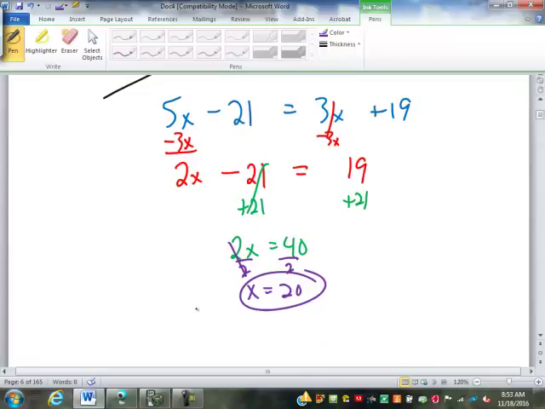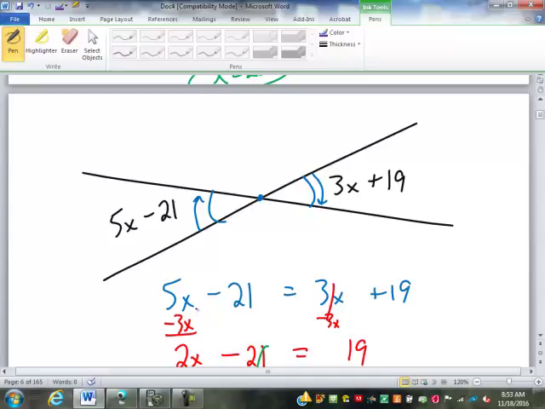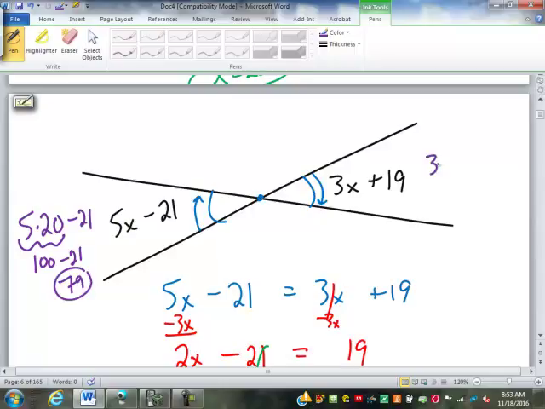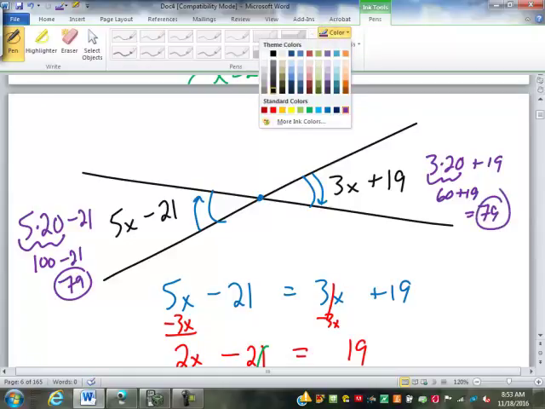Now again, if I was asked to solve for x, I would be done. If I'm asked to find the angles, I have to put 20 back in for x. So 5x is 5 times 20 minus 21. 5 times 20 is 100. Minus 21 is 79. Over here, 3x is 3 times 20 plus 19. 3 times 20 is 60. Plus 19 is 79. So the angles are 79 degrees each.